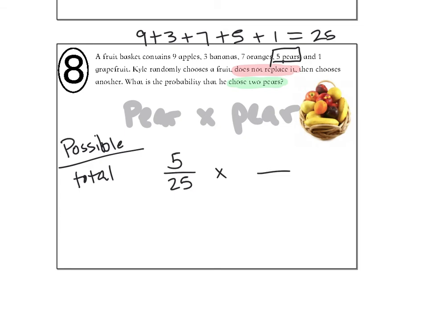All right, but now we eat that pear. We don't put it back in the fruit basket, right? The pear is gone. We've eaten it. So now when we go to pull a second pear from the fruit basket, there are only 24 total pieces of fruit, and there are 4 pears because we've taken one of those pears away. All right, go ahead, reduce or multiply, and then reduce to find your probability.